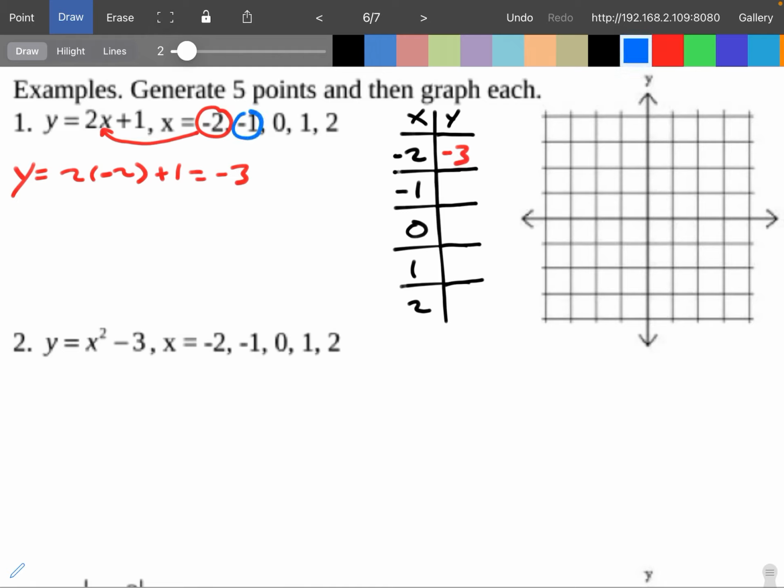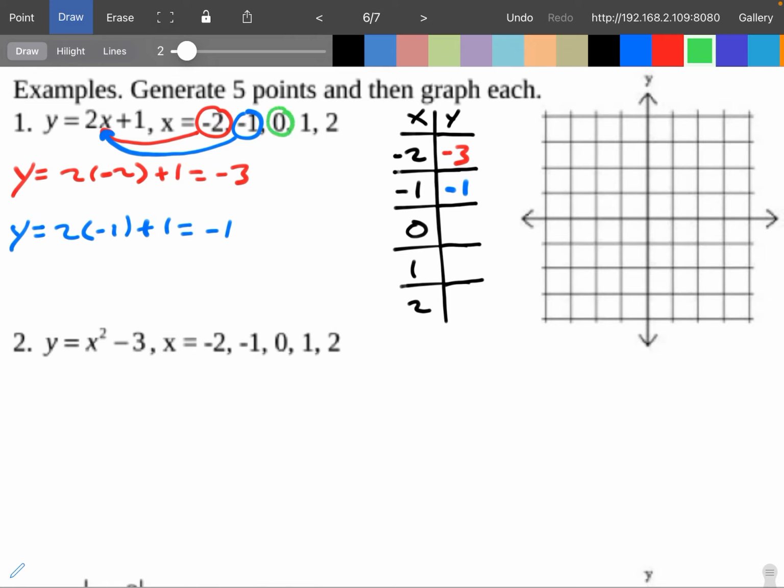Then we got to keep going. We got to do the same thing. So then we're going to take the -1, and we're going to substitute that in for x. So that's going to look like y equals 2 times -1 plus 1. So 2 times -1 is -2. -2 plus 1 is what? -1. So that goes here for this y value.